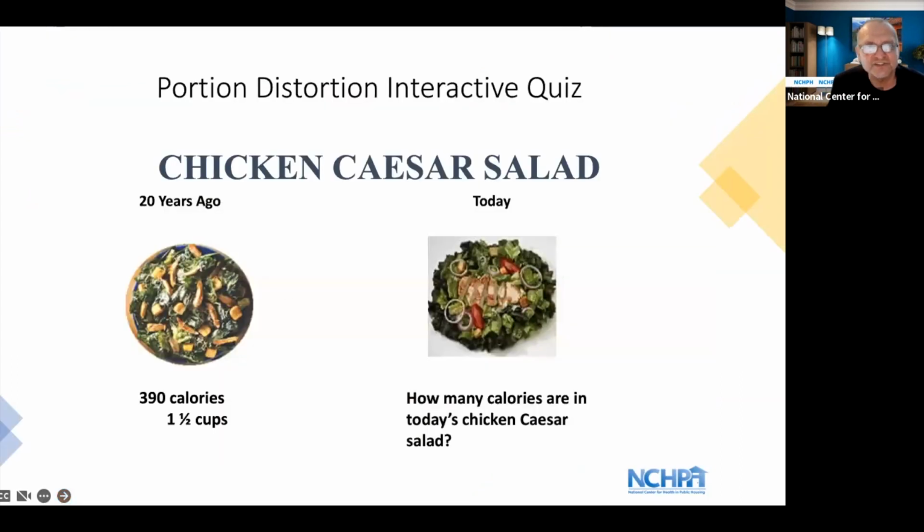Just a quick exercise. We did one of these last time. When we are talking about chicken Caesar salad, we see this as a very healthy option. The problem is that now we have portions that are larger than they were 20 years ago. Twenty years ago, a portion of a chicken Caesar salad had 390 calories, and we were talking about 1.5 cups. Just for fun, we are just guessing: how many calories do you think we have in today's chicken Caesar salad compared to the 390 calories that we had 20 years ago?